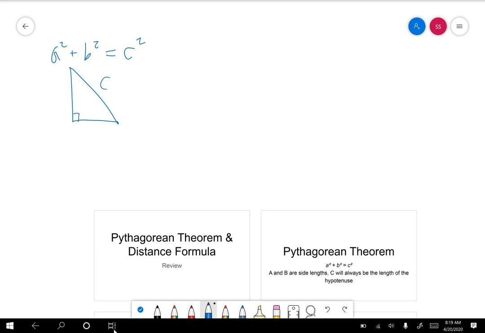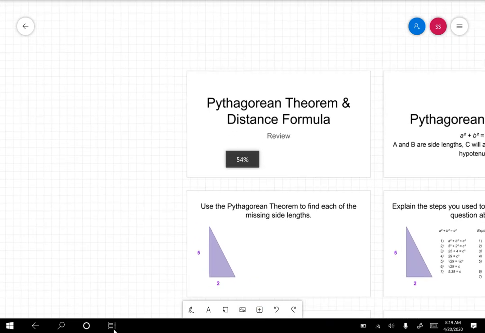C will always be the hypotenuse, so that longest side, the one that's opposite of that right angle. A and B can be either side. This could be A and B. You could also have A here and B here. It doesn't really matter. As long as C is the hypotenuse, the other two can switch around. Okay, so let's go over some examples really quick.